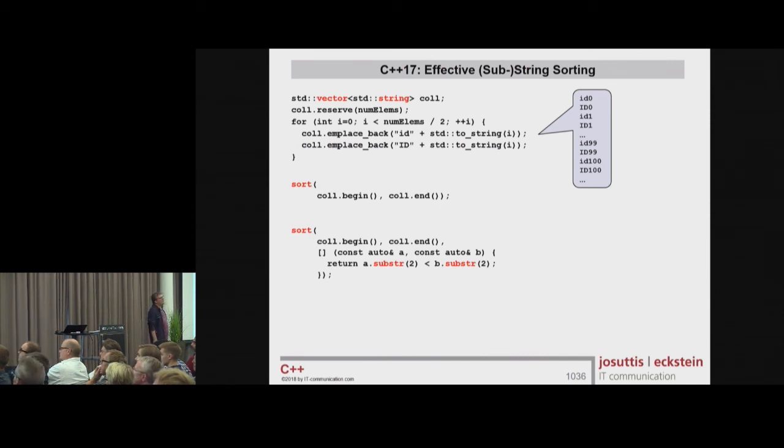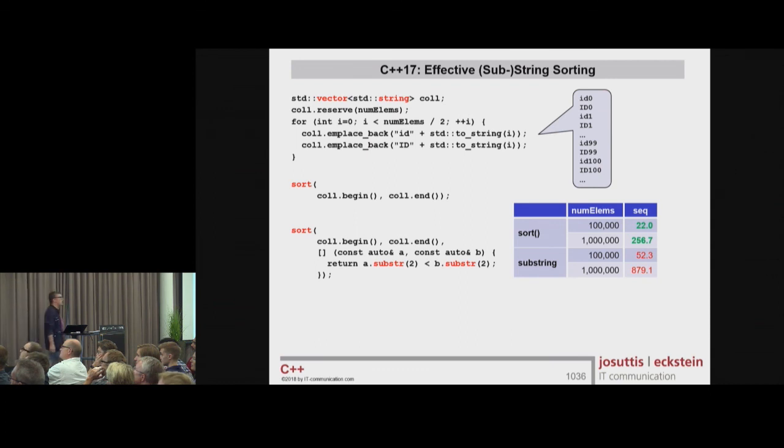We can say, I want to ignore the first two characters. So by doing that, we might say, let's take the substring. Let's ignore the first two characters. Unfortunately, this is a pretty expensive operation, because substring creates a new temporary string. So for each element, we create a new string for both elements, and then we compare. This is really expensive. You see the different behavior, the different performance here.